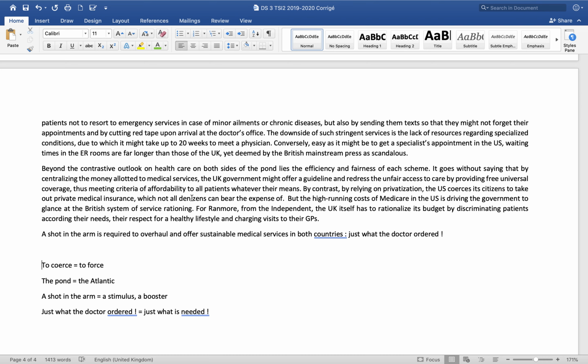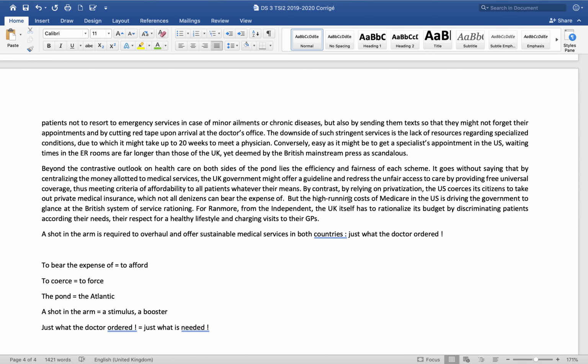So it's a complicated, advanced structure in terms of sentence, but it means not all citizens can afford it. A denizen is a very archaic and formal word for citizens. So not all citizens can afford to bear the expense of, which means to afford. Okay? To bear the expense of means to afford. Not all citizens can afford to subscribe to private medical insurance. Okay? So it seems to be unfair.